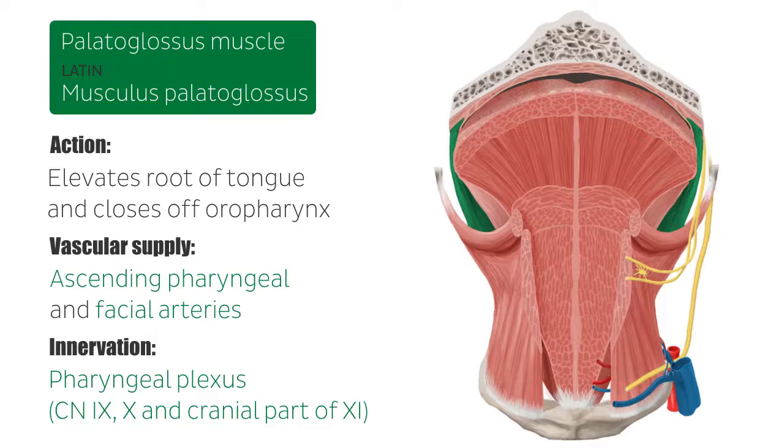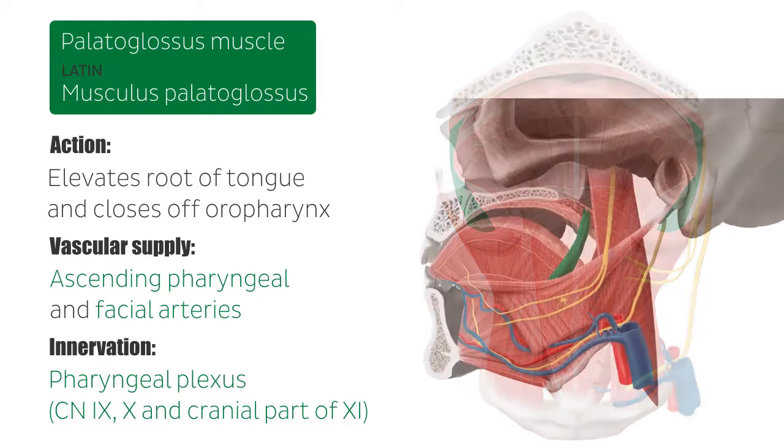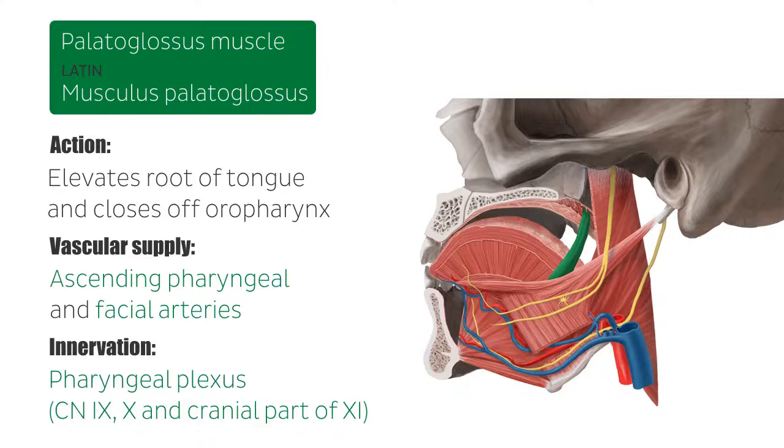Like styloglossus and hyoglossus, the name of this muscle can also be remembered due to its relationship with the soft palate. From a lateral view, we can see that the palatoglossus arises from the soft palate and then passes anteriorly, laterally, and inferiorly to insert onto the side of the tongue.